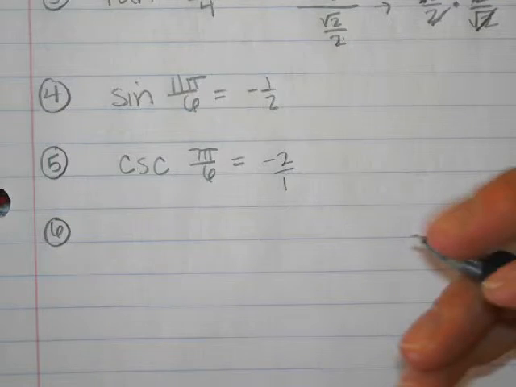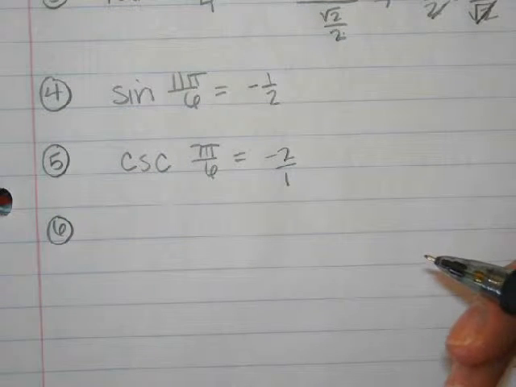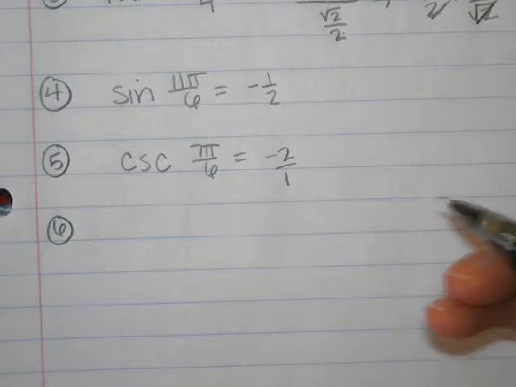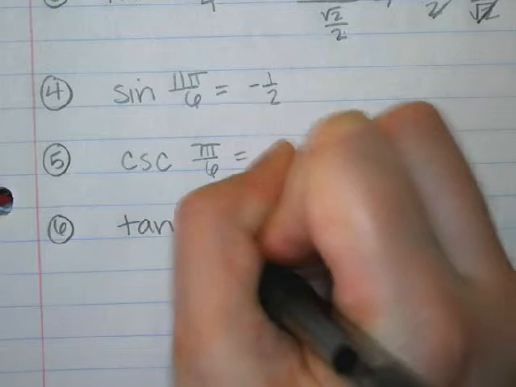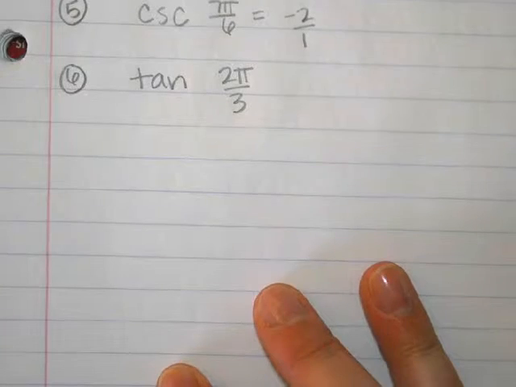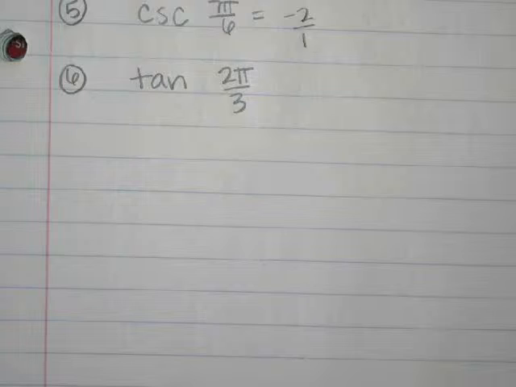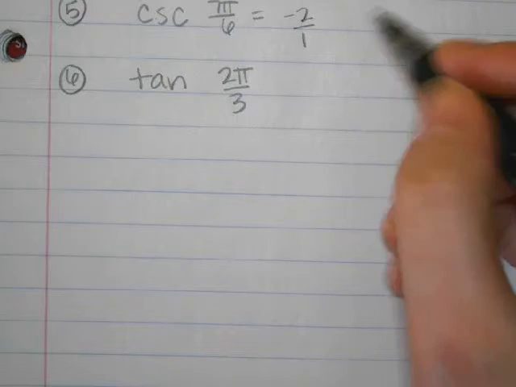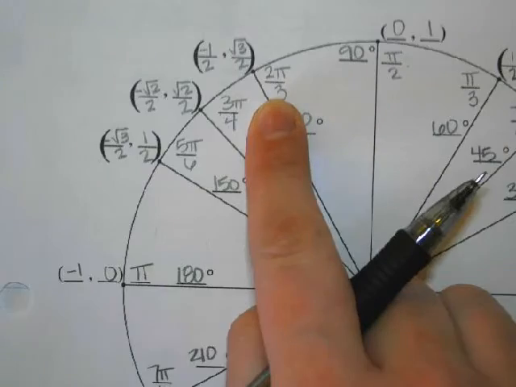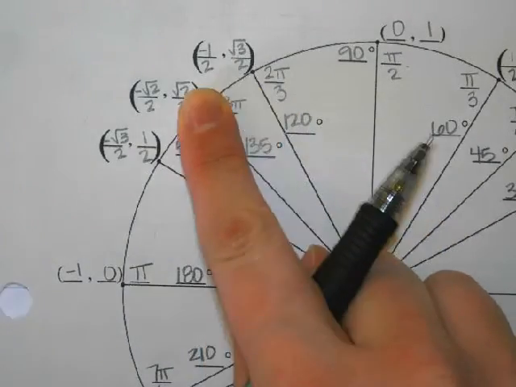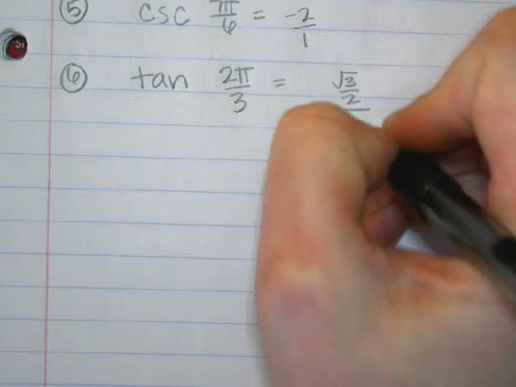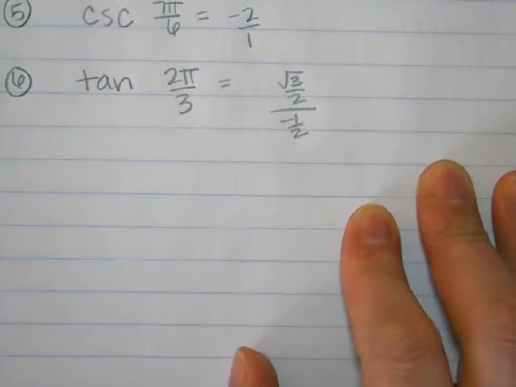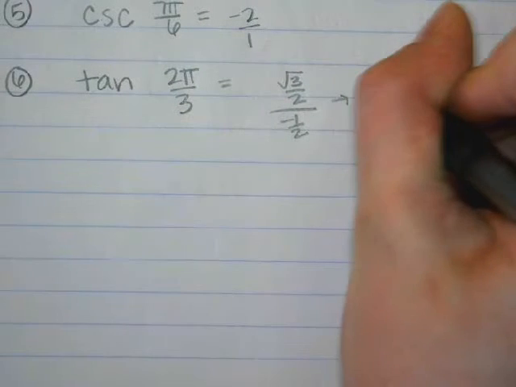All right. Number 6, we're going to do tangent of 2 pi thirds. Tangent of 2 pi thirds. Real quick for the video, let's make sure we got this one right. So 2 pi thirds would be y divided by x. So we have root 3 over 2 divided by negative 1 over 2. And so how do we finish that? Keep, change, flip.